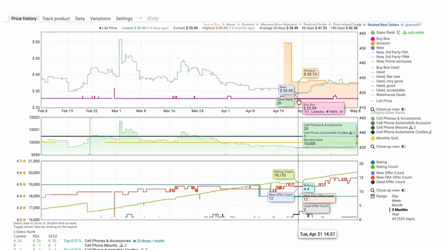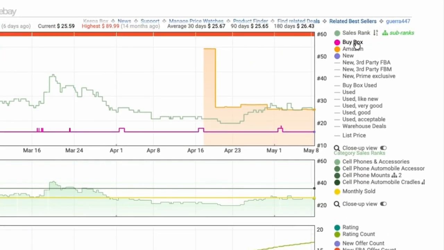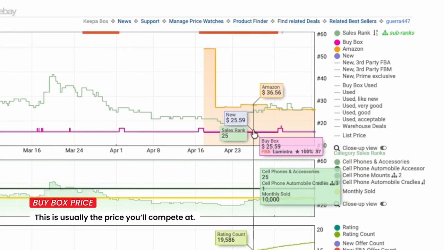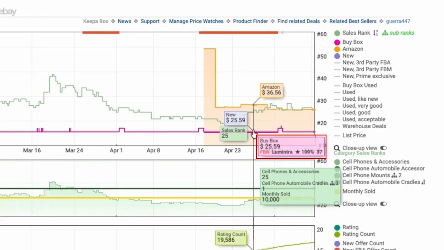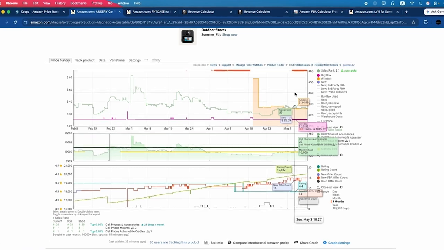The first thing I'm looking at is the buy box price. If you don't see it, you can click on buy box here. And why does that matter? Because it's usually the price that you'll be competing at. All right, so now what I'm going to do is take the price and enter it into my profit calculator.